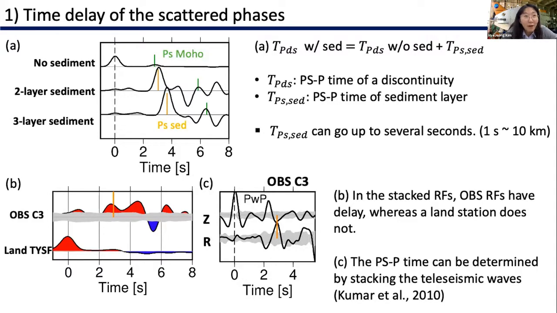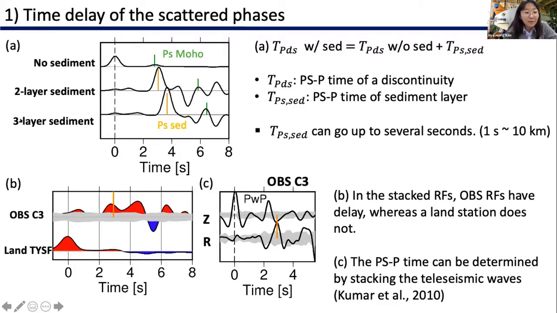I would like to explain one by one the three characters of sediment that I mentioned in a little bit more detail. First, I mentioned the time delay of the Ps, the scattered phases. All the phases that come from below the sediment have an addition of the Ps minus P time coming from the sediment. You can compare the no-sediment, two-layer sediment, and three-layer sediment synthetic radial waveforms. They have a delay of the Ps Moho, and this amount of delay is the same as the Ps minus P time of the sediment.